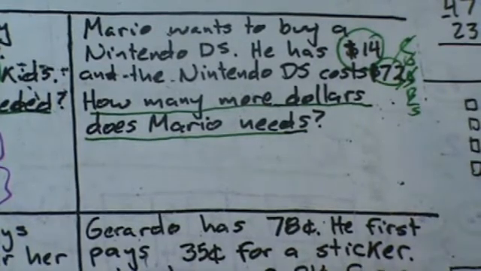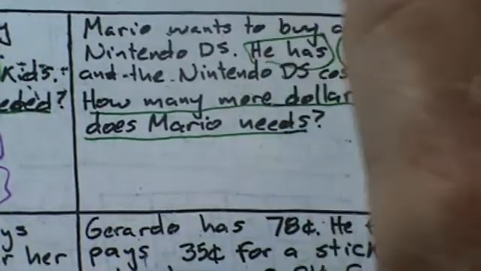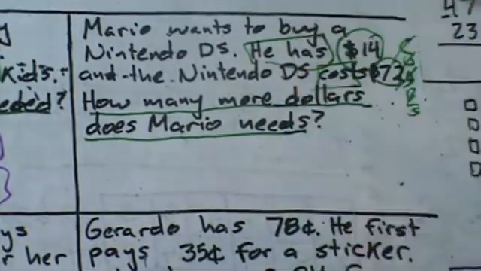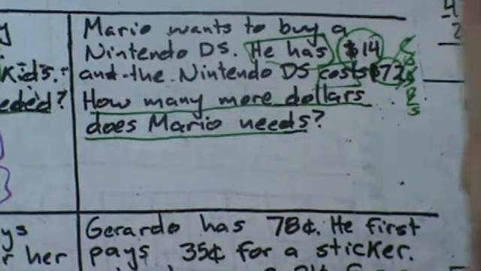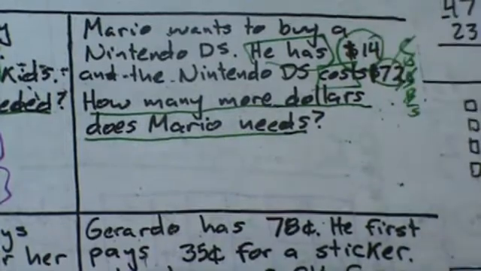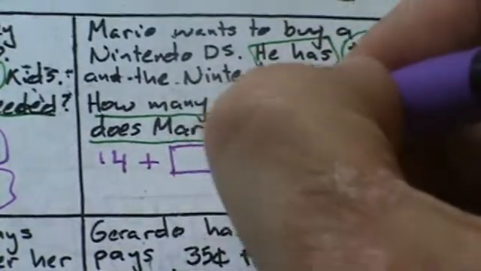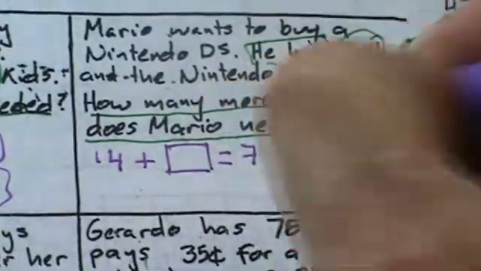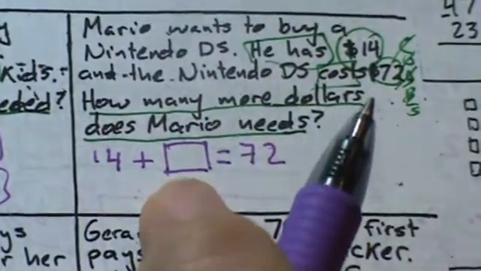Box the key words. He has 14. Nintendo costs 72. How much more money does he need? Okay, I'm going to use an equation here. He has 14 plus he needs more money to get to $72. How much money does he need?